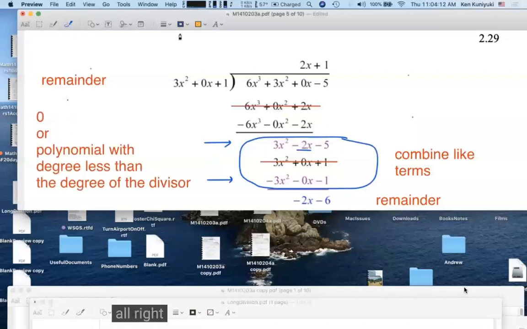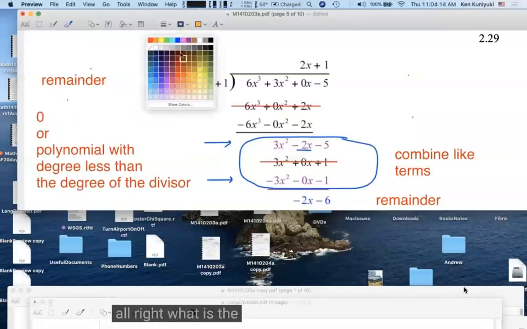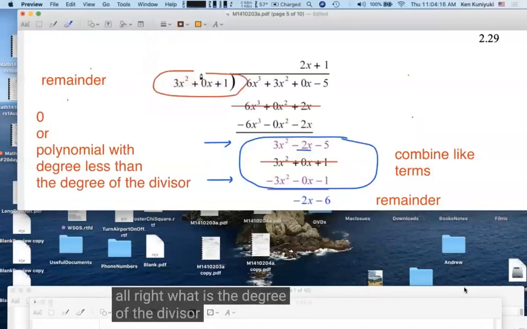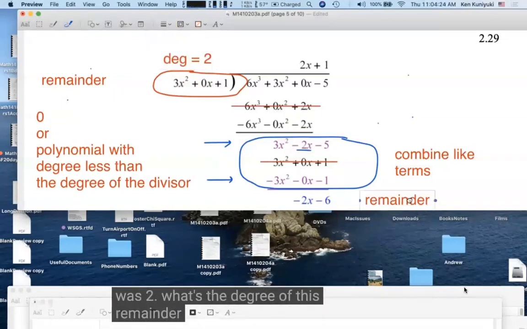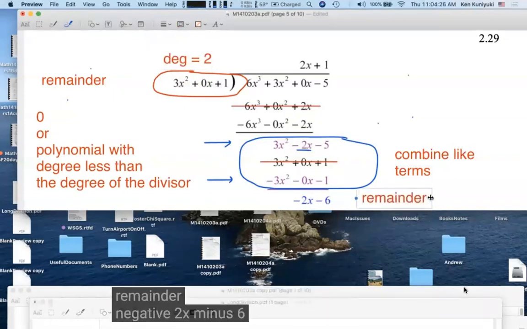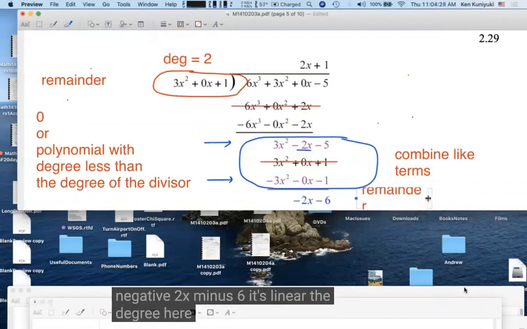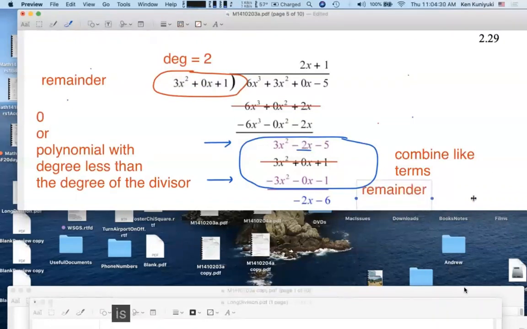All right. What is the degree of the divisor? The degree here was 2. What's the degree of this remainder? Negative 2x minus 6, it's linear. The degree here is 1.